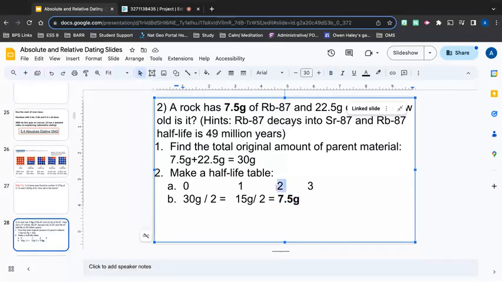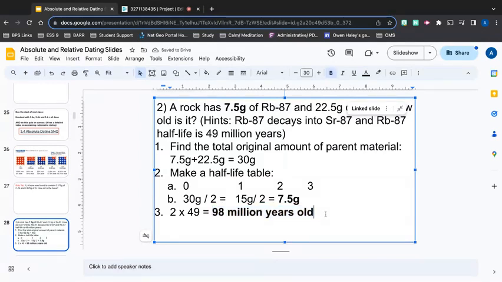So now in step 3, you take the number of half-lives and then multiply it by the length of the half-life. That is unique to that element or isotope. In this case, it is really long, 49 million years. So I'm going to take 2 times 49, and that will give me 98 million years. And so this question is asking, how old is the rock? The rock is 98 million years old. Okay, that would be the correct answer.